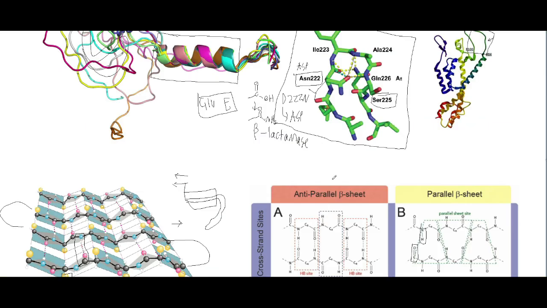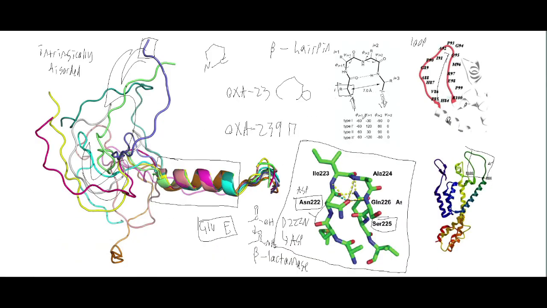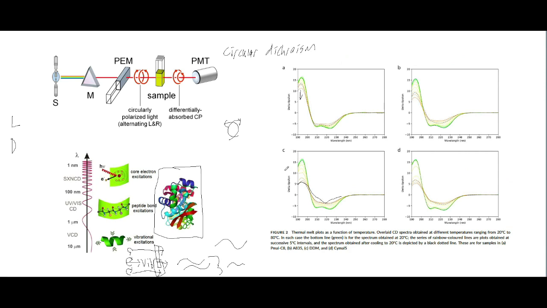And once again, we saw that just changing the amino acid sequence, in my undergraduate research, I was able to change from a loop to this more structured beta hairpin in this beta lactamase from the OXA23 to OXA239. And so that's just more confirmation that the structure of the protein is based on its amino acid sequence.